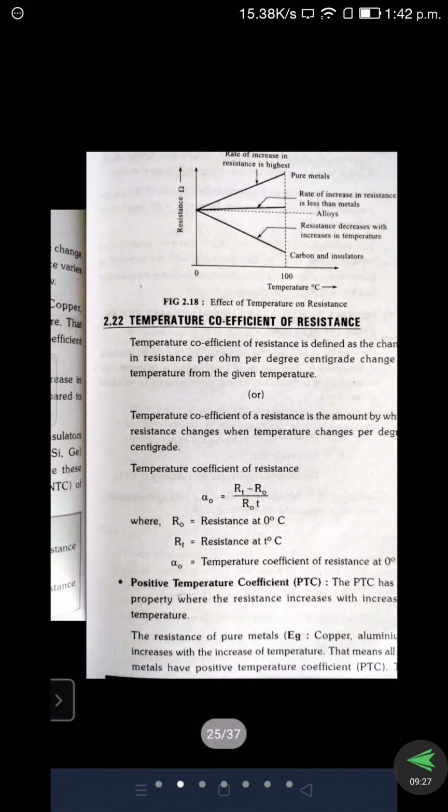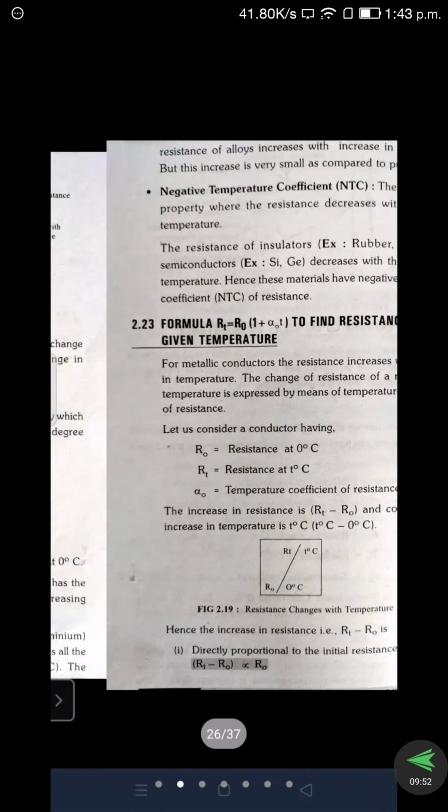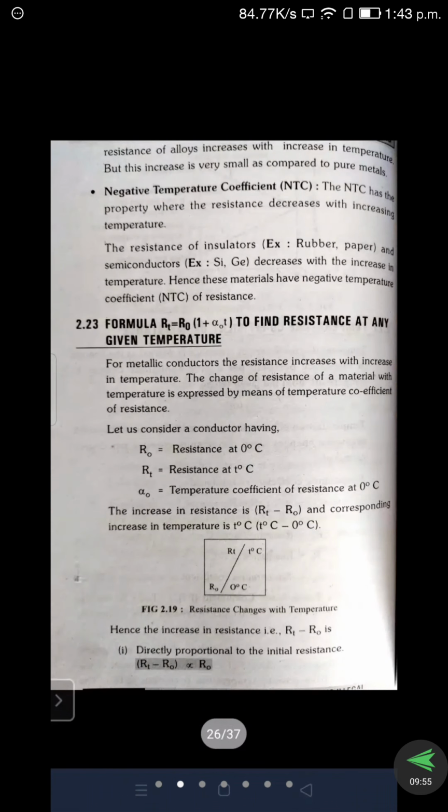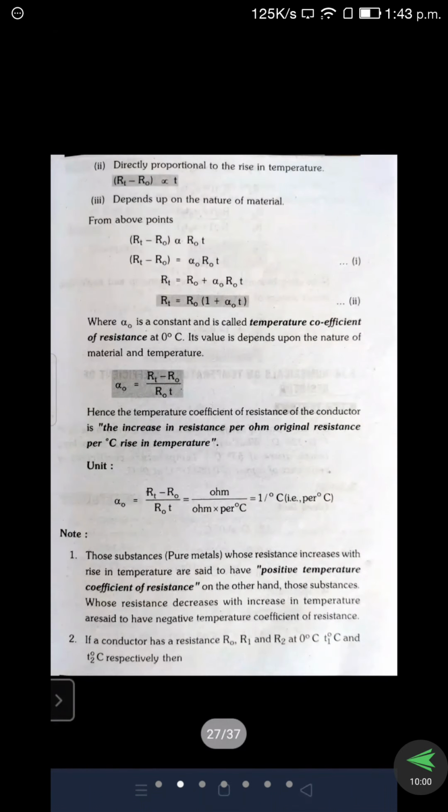These are the major factors we discussed. This is the graphical representation of the temperature effect on resistance for insulators, semiconductors, conductors, and alloys. Next we solve for the expression for the temperature coefficient, alpha naught. The formula we use is alpha naught is equal to RT minus R naught by R naught into T. From that we can derive a simple expression for any temperature.